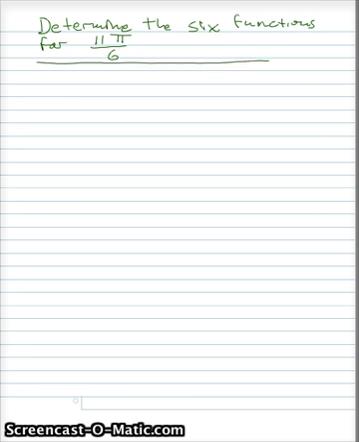So let's think about this. Let's visualize it and come up with our functions. So as I've said here, 2 pi is 12 pi over 6. So 11 pi over 6 is what? Is 1 pi over 6 short?